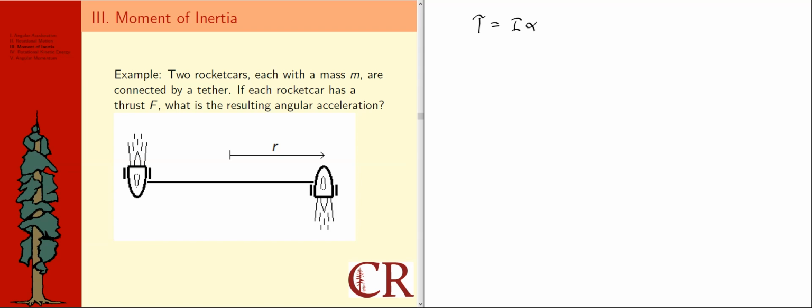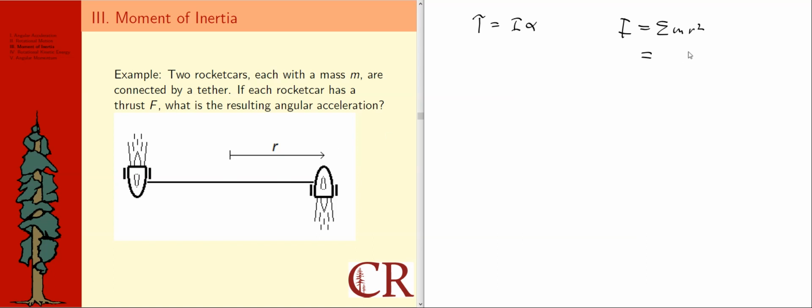But I'd also like to use this simple example to demonstrate how you find I for basic systems. And the basic concept is that you're supposed to sum over mr squared. Since each of these rocket cars has a mass m, and this is set up symmetrically, I'm going to assume that each rocket car is a distance r from the center of rotation. In other words, the center of rotation is right here in the middle, and r is defined to be the radial distance from that.